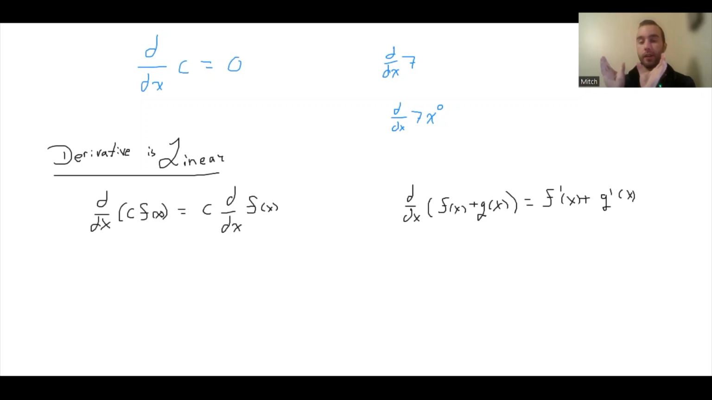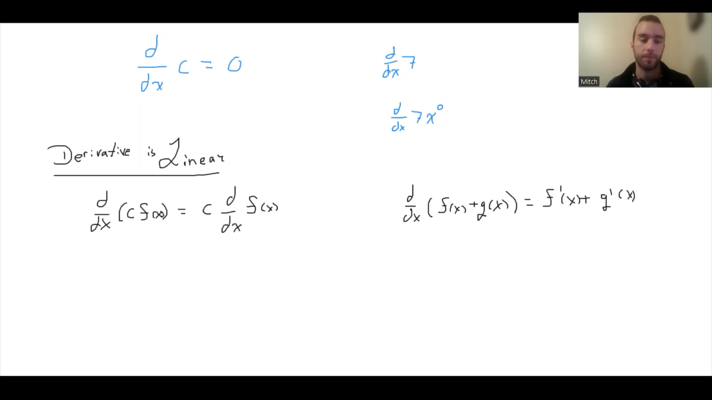However, if we have a function times another function, don't think that this means that the derivative is just going to be the derivative of the first function times the derivative of the second function. It's not. That's going to be the next video where we talk about the different rules, the product rule and quotient rules, to deal with that. This is just when we have addition. And so I want to walk through some examples of what this looks like.